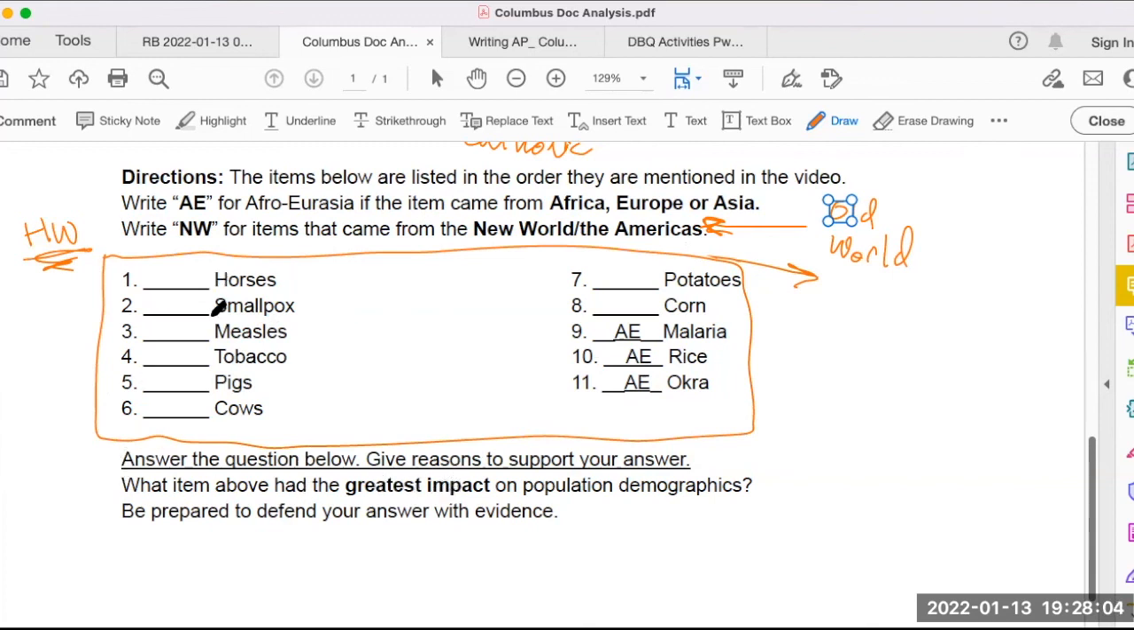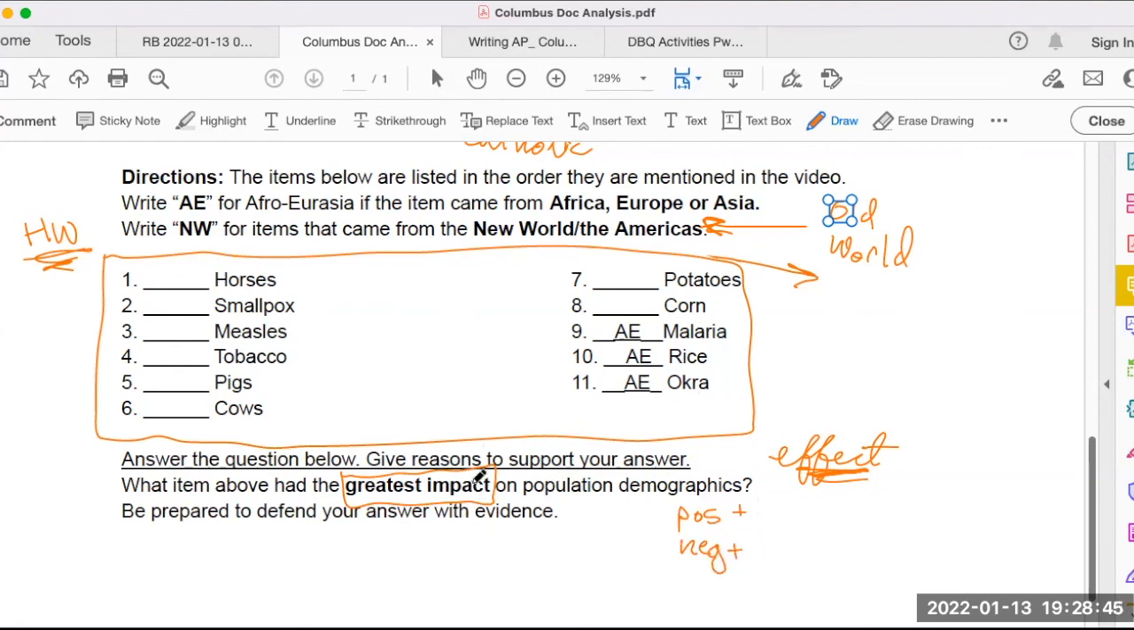Which of these items, numbers 1 through 11, had the greatest impact, the greatest effect on the population? Okay, so how did horses impact the Native Americans? How did smallpox impact the Native Americans? How did potato impact Africa or Europe or Asia? Pick one of these items and say which one had the greatest impact on the population. That could be a positive impact. It could be a negative impact. But remember, you're going to have to back up your claim.